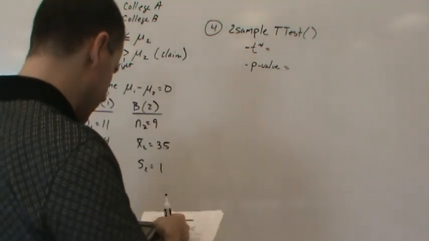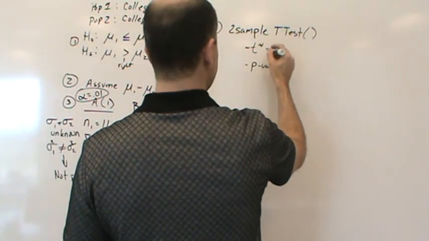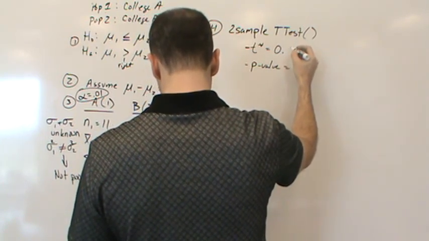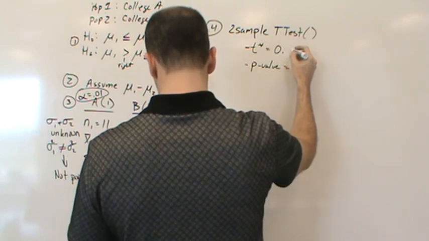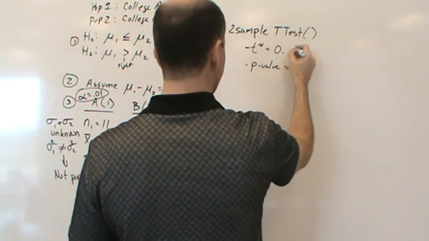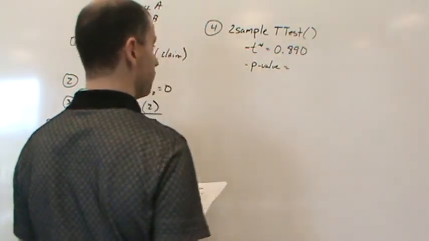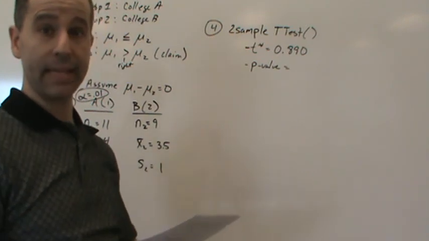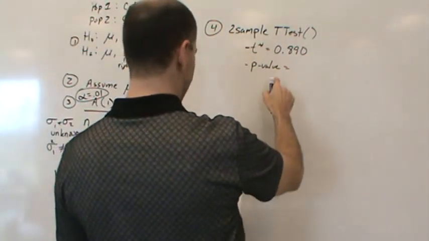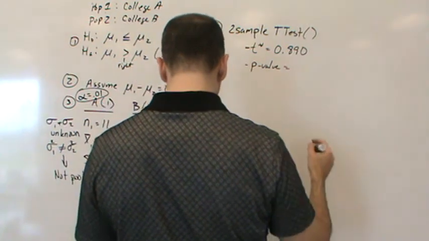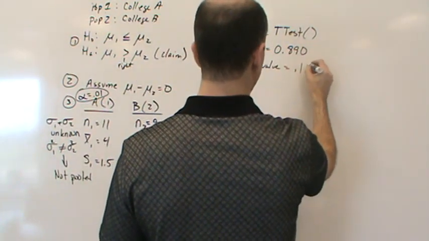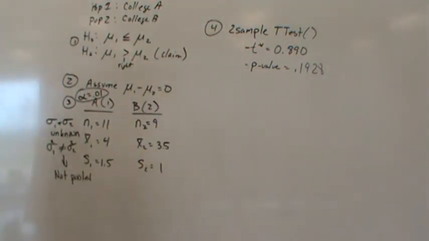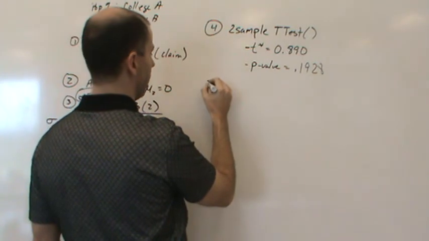Look at that. Our t statistic is 0.889. If we round, it's going to be 0.890. That's our test statistic. It looks like a p-value, but it's not. It's our test statistic. Our p-value, on the other hand, is 0.1928. Large p-value. So now, let's do our comparison.